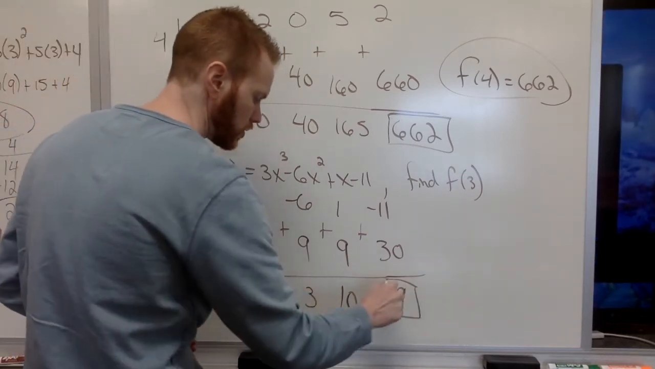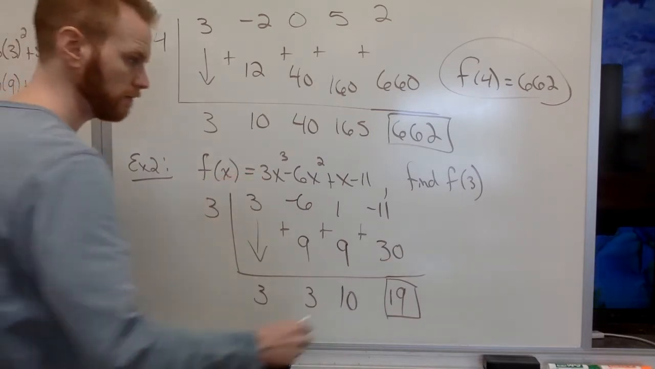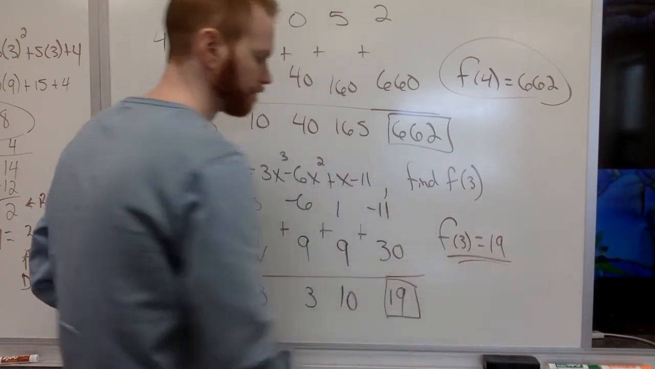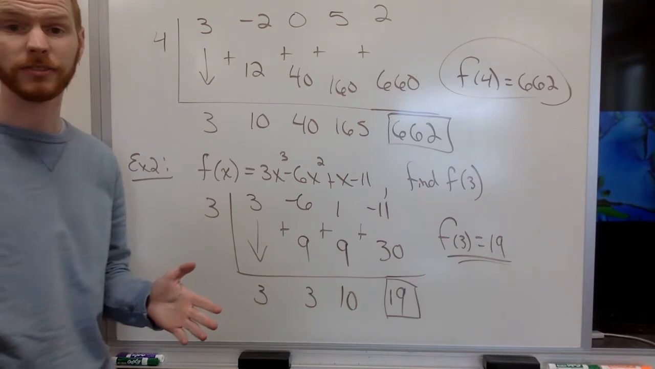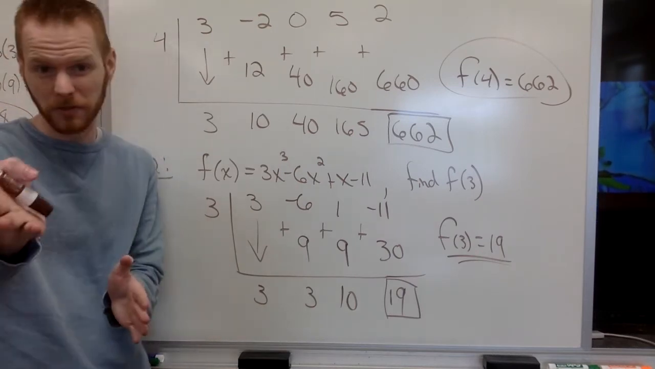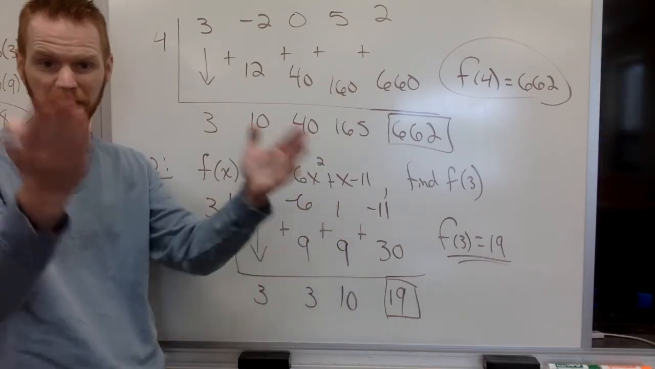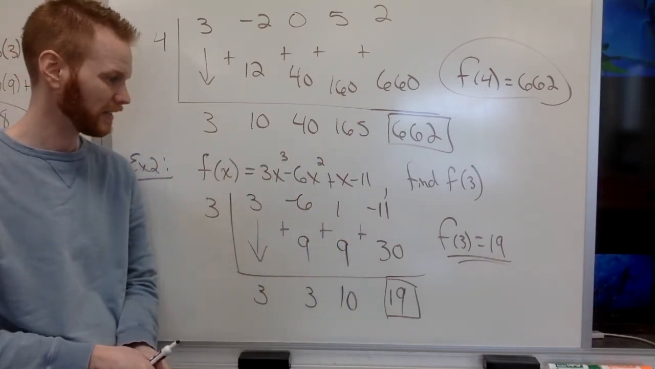The last result is the remainder, and we know that the remainder is the same as me plugging that value in. So f of 3 will be 19. That's my last answer. And I highly encourage you, okay? I'm trying to keep the video short, but don't take my word for it. Plug 3 into this guy and see if you don't get 19. Okay, you should. You really should.